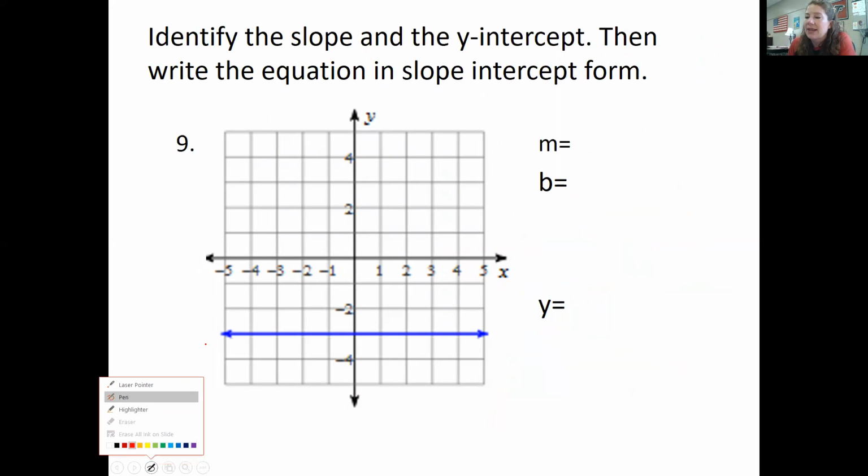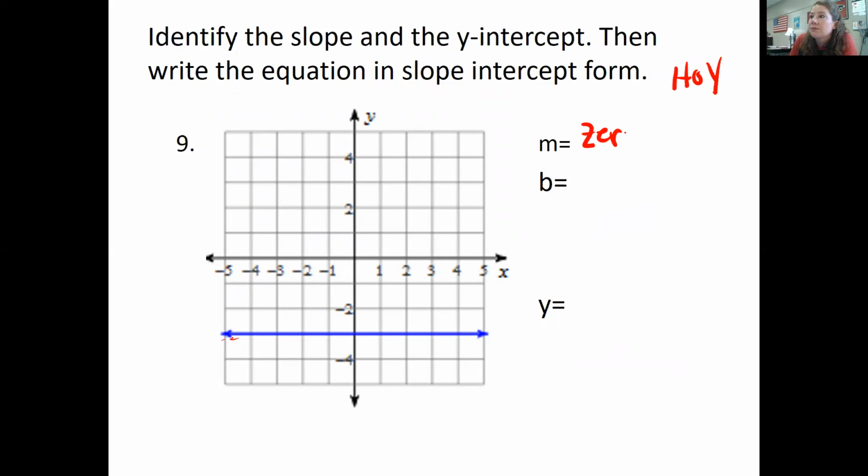All right, so let's look at number 9. Here we have a horizontal line. So the question is, what is the slope? Horizontal, I'm thinking of HOY. The slope is 0. And then it asks, what's the y-intercept? Well, the y-intercept is right there. What is that coordinate? It's 0, -3.